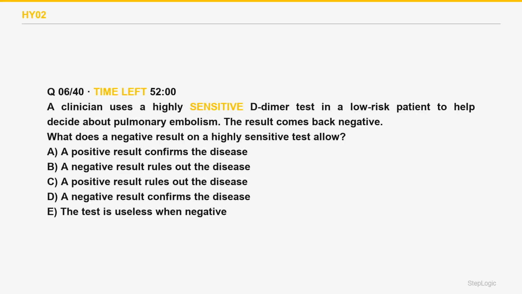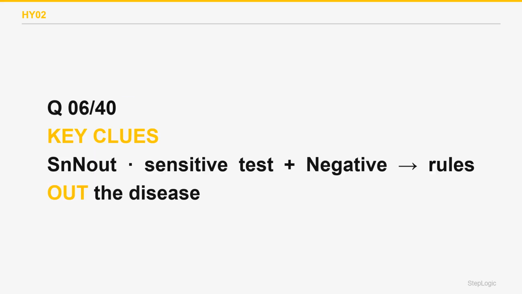What does a negative result on a highly sensitive test allow? A clinician uses a highly sensitive D-dimer test in a low-risk patient to help decide about pulmonary embolism. The result comes back negative. Read the command: what a negative, highly sensitive test does. A sensitive test that is negative rules the disease out.